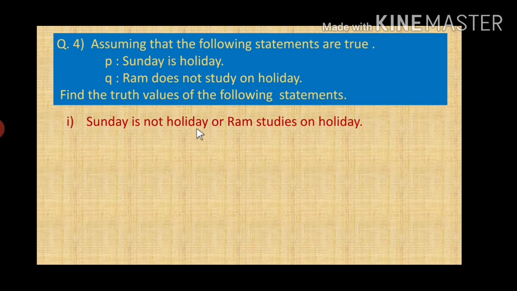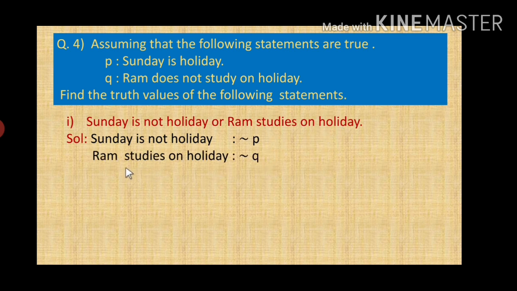So let's see the first one. Sunday is not holiday or Ram studies on holiday. Now see the first statement. Sunday is not holiday. Now we have P, Sunday is holiday. That means this given statement is the negation of P. Correct? Then the next one. Ram studies on holiday. Now what is Q? Ram does not study on holiday. So again this given statement Ram studies on holiday is the negation of Q.